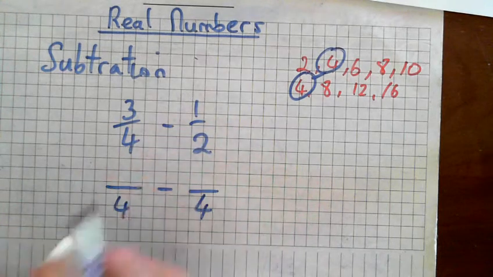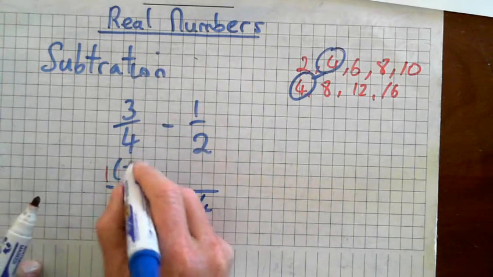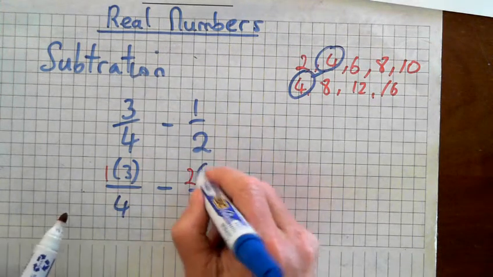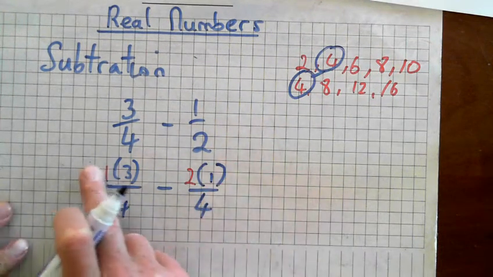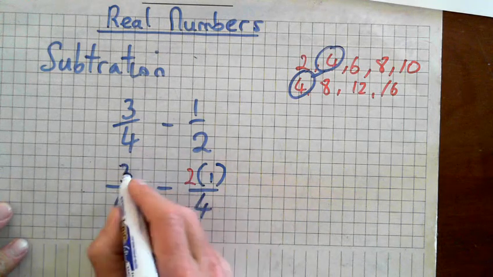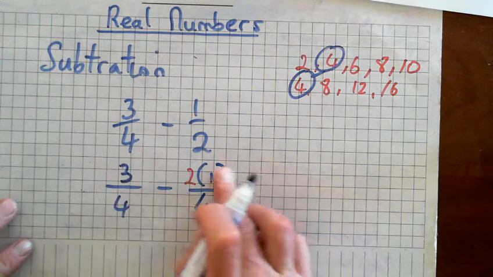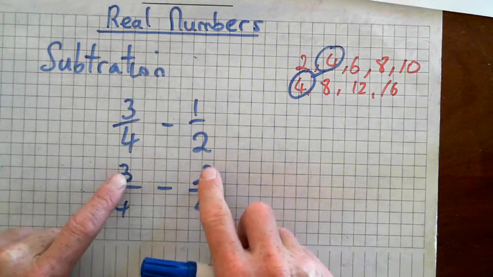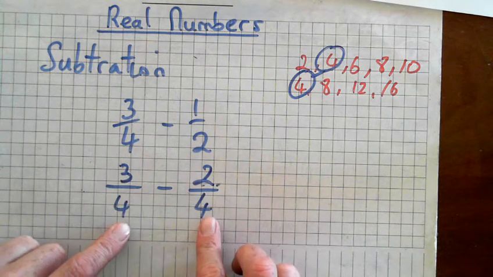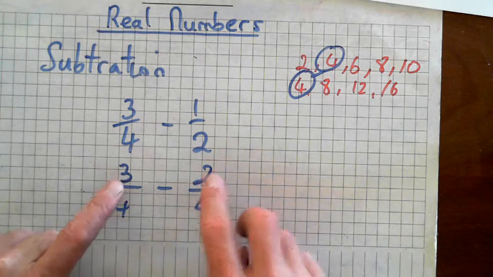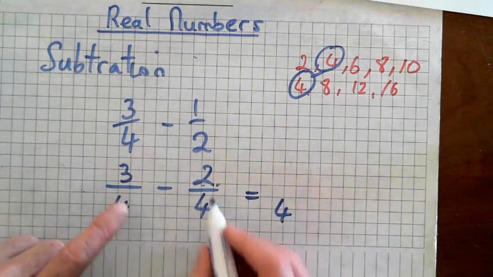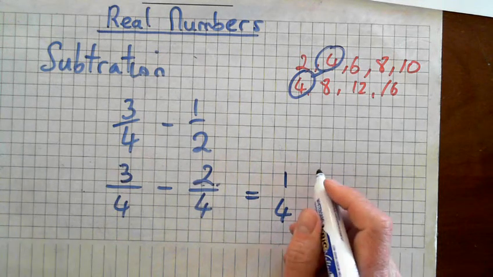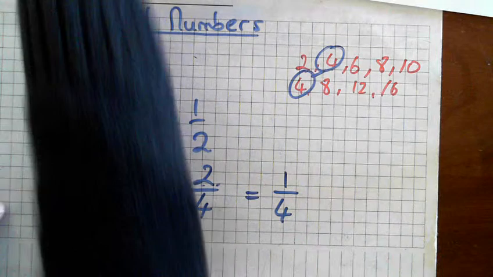4 and 4 goes once, times 3, minus 2 and 4 goes twice, times 1 on top. So 1 times 3 is 3. And 2 times 1 is 2. That's the numerator, and the denominator is the bottom bit. So we just write down the denominator and subtract 3 minus 2. 1/4.